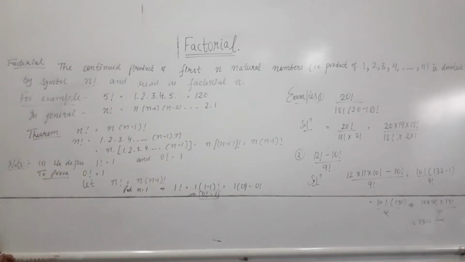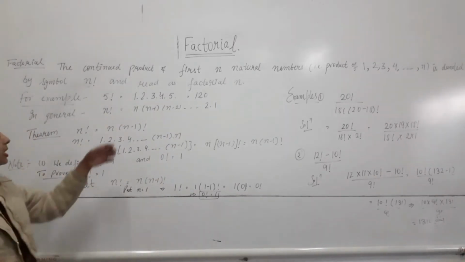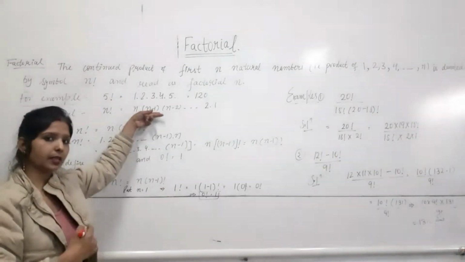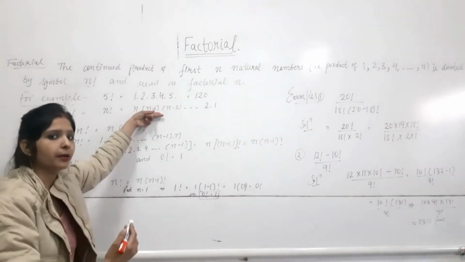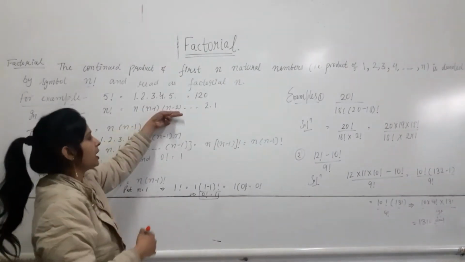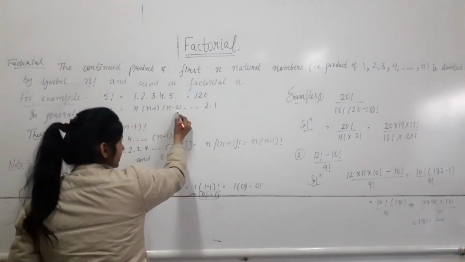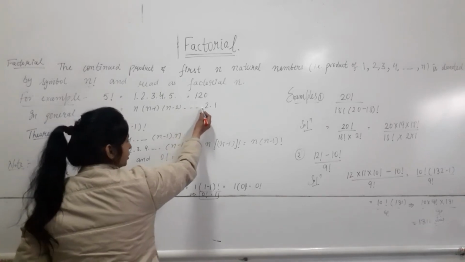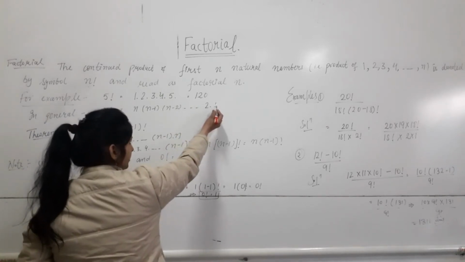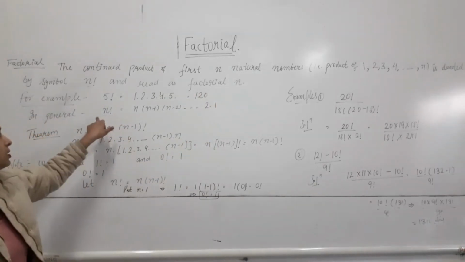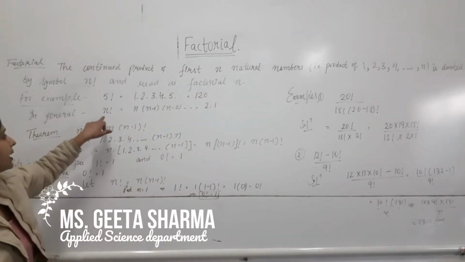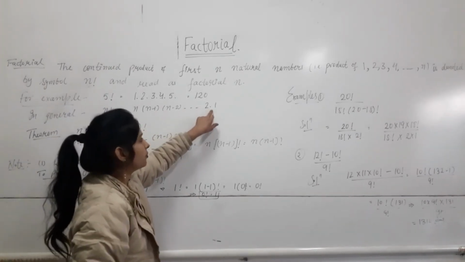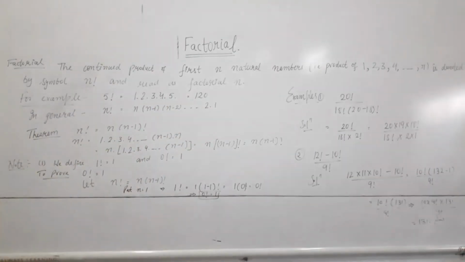In general, n factorial means n, then n minus 1, then n minus 2, reducing every time by 1, and so on up to 2 and 1. So we notice here that n factorial is n into n minus 1 into n minus 2 up to 2, 1. Okay, this is n factorial.